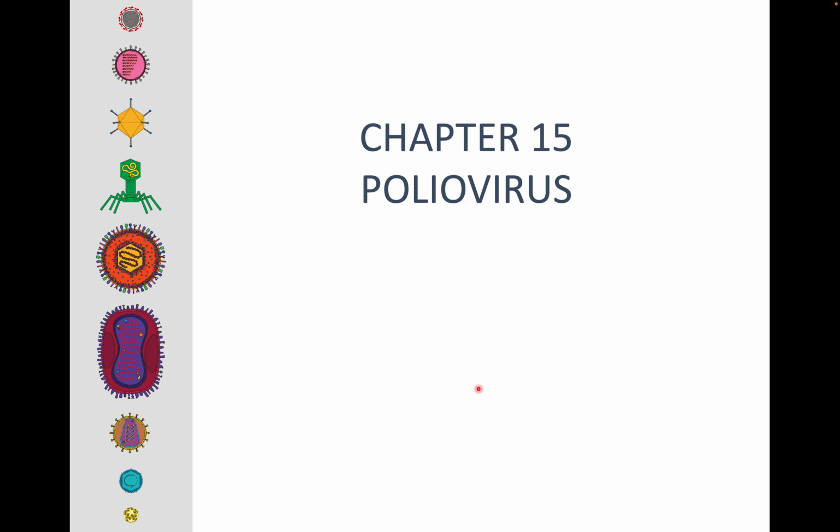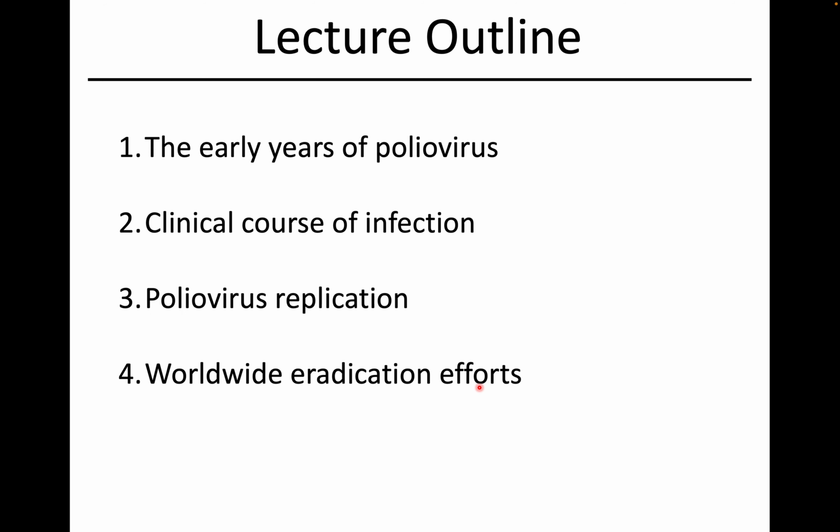Today I'm going to be talking about Chapter 15, which is over polioviruses. I'm going to have this split into two videos. In the first video, I will talk about some of the history of poliovirus and outbreaks, focusing on some of the epidemics in the U.S. We'll talk about the clinical course of infection, and then in the second video, we'll go through replication cycle and worldwide eradication efforts.